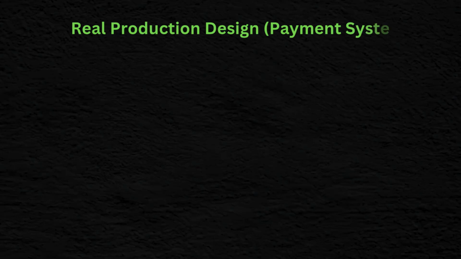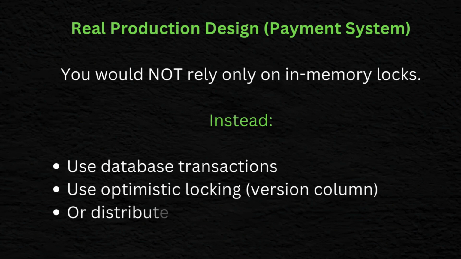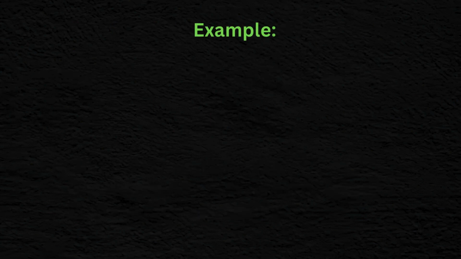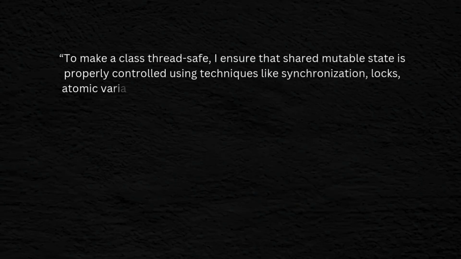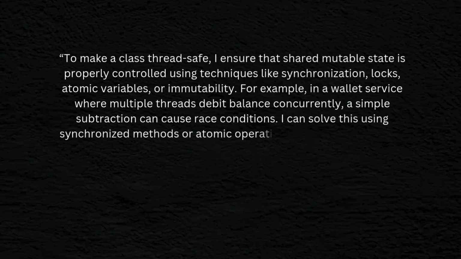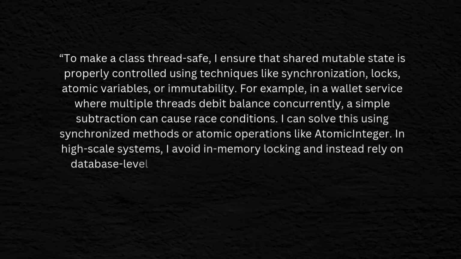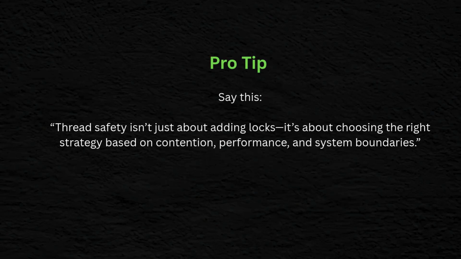In real systems we don't rely only on in-memory locks. We use database transactions, optimistic locking, and distributed locks like Redis. For example, a SQL update ensures an atomic operation. Balance is updated only if the condition is satisfied. To make a class thread safe, control shared state using synchronization, locks, atomic variables, or immutability. In real systems like a wallet service, avoid race conditions using database level atomic operations or optimistic locking. The pro tip is that thread safety is not just about adding locks, it is about choosing the right strategy based on performance, contention, and system design.